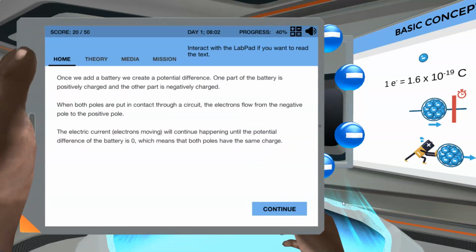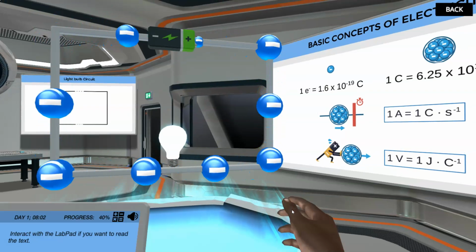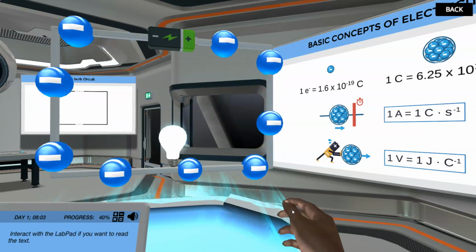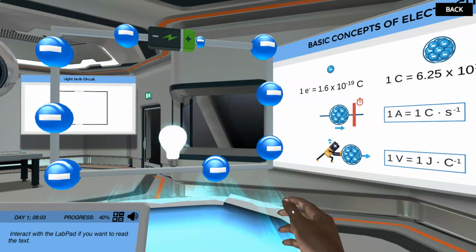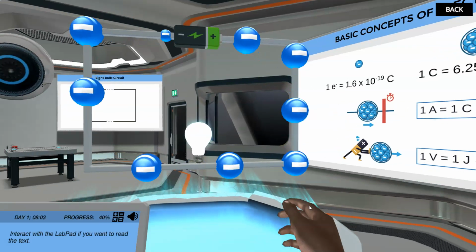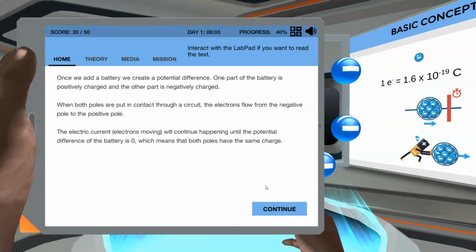Once we add a battery, we create a potential difference. One part of the battery is positively charged and the other part is negatively charged. When both poles are put in contact through a circuit, the electrons flow from the negative pole to the positive pole. The electric current will continue happening until the potential difference of the battery is zero, which means that both poles have the same charge.